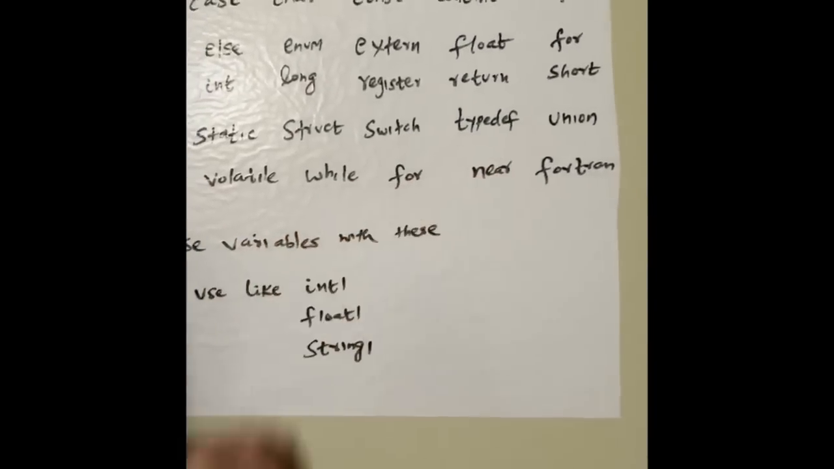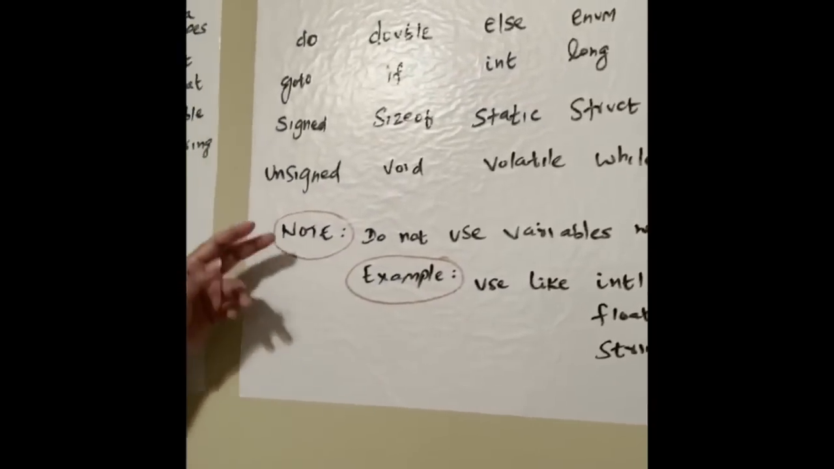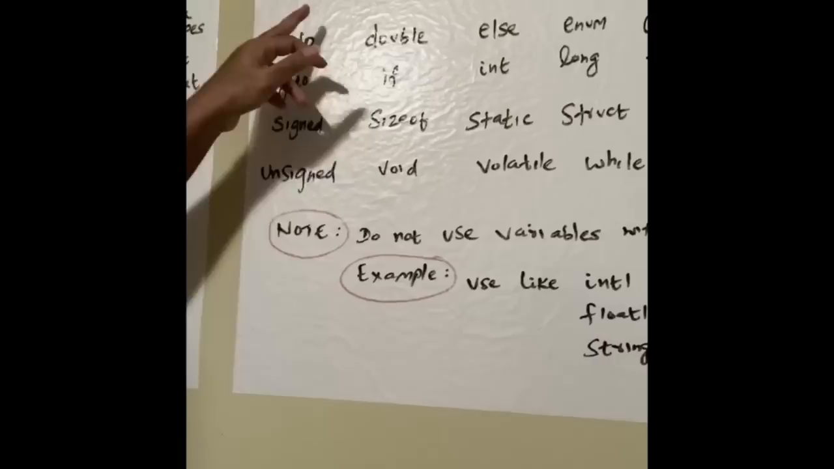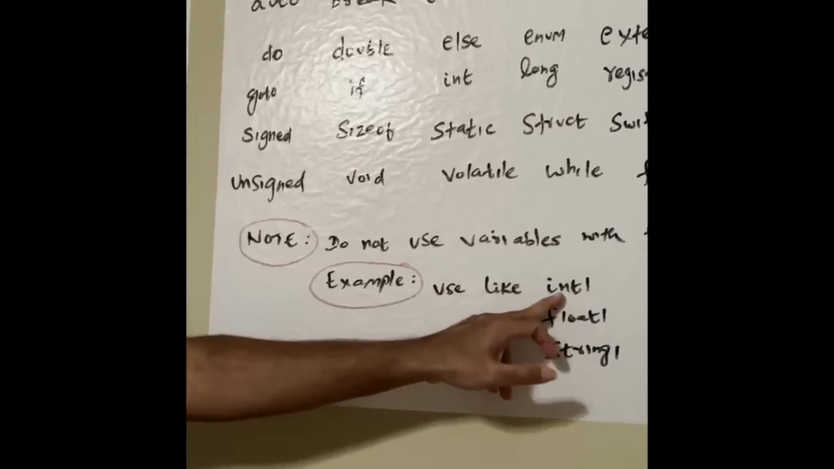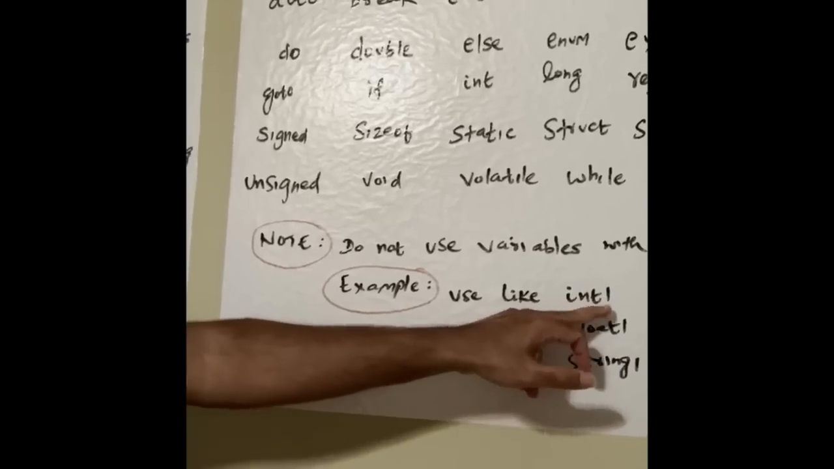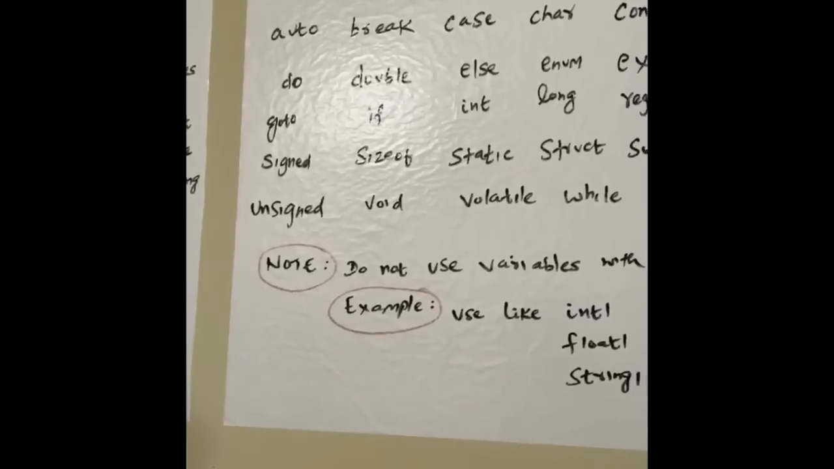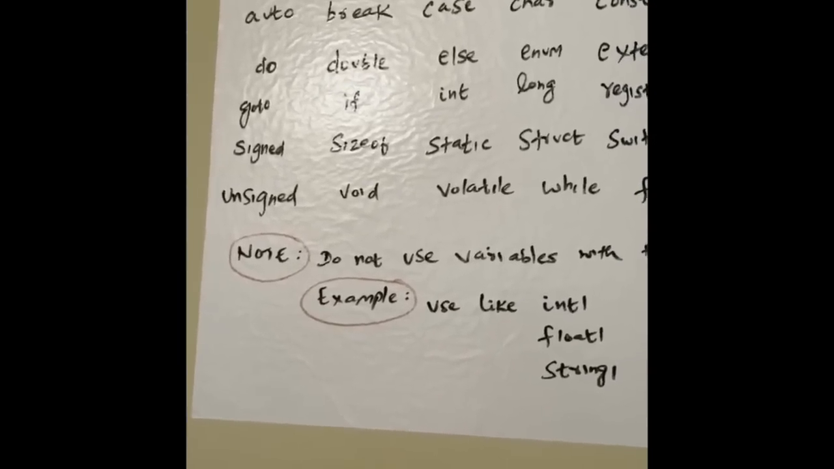There's near, fortran. And if you want to define a variable using these names, you've got to use something like auto1. See here, int is a data type, you can't use that name. So you've got to use int1, float1, string1. And in the next, we'll continue with the next lesson.